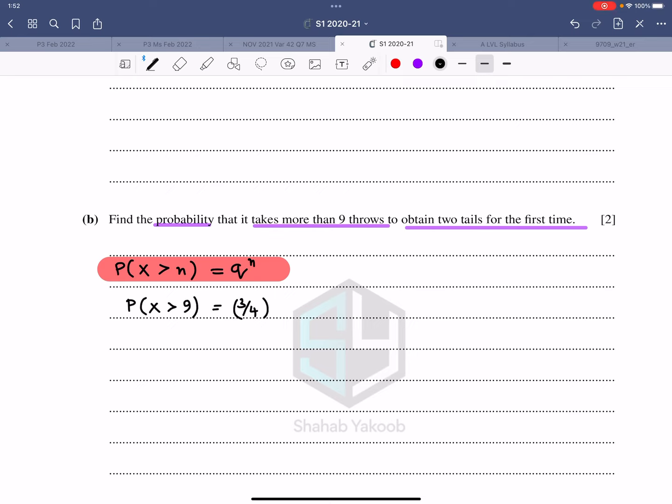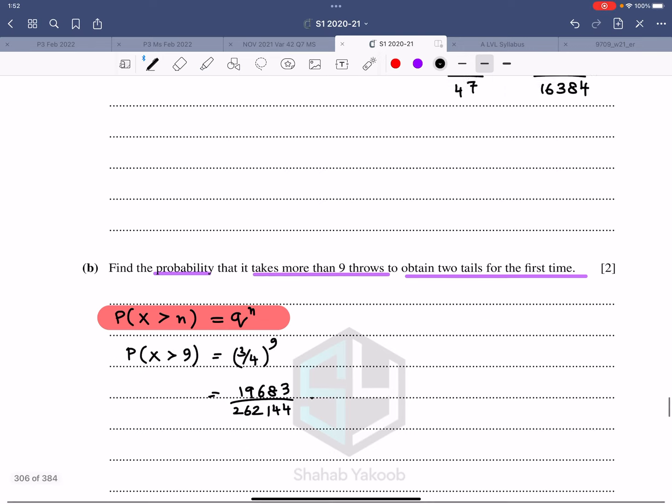That is 3 raised to the power of 9, which comes out to be 19683, and the denominator is 262144. So that is the working for this particular part. Now question number 1 is all done.